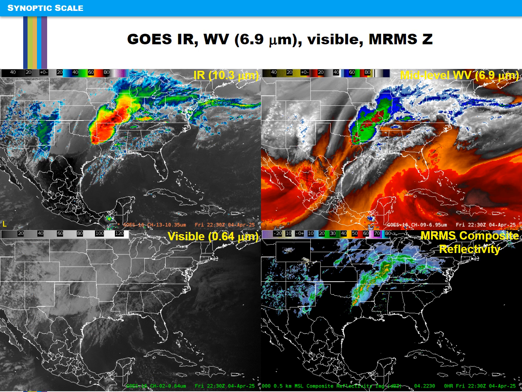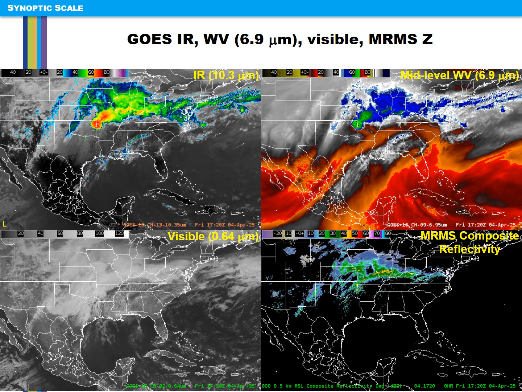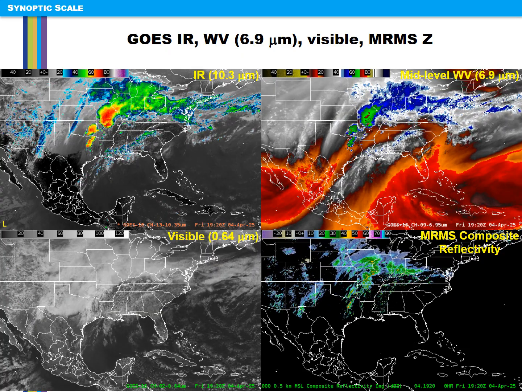To really get an idea of the moisture plumes associated with the atmospheric river, we need to look at precipitable water products, so we'll look at that next.